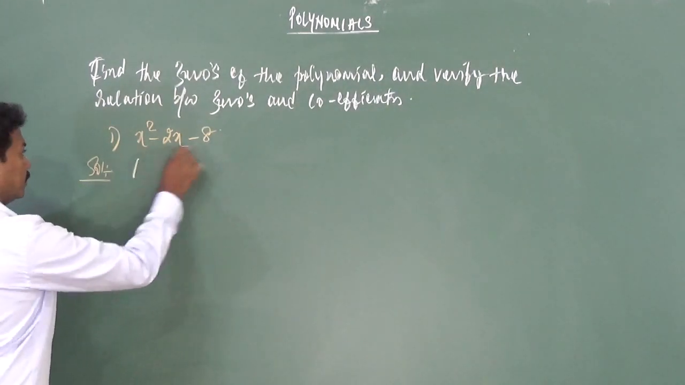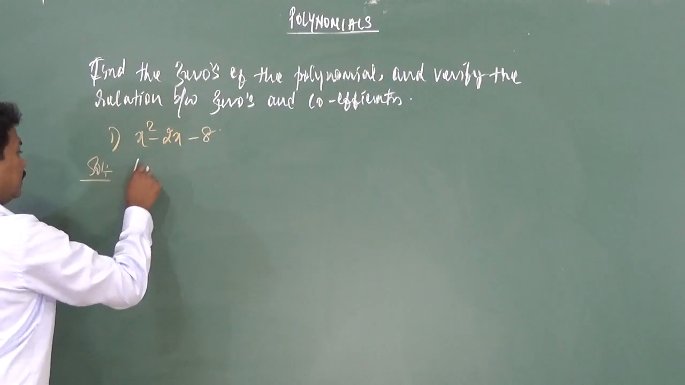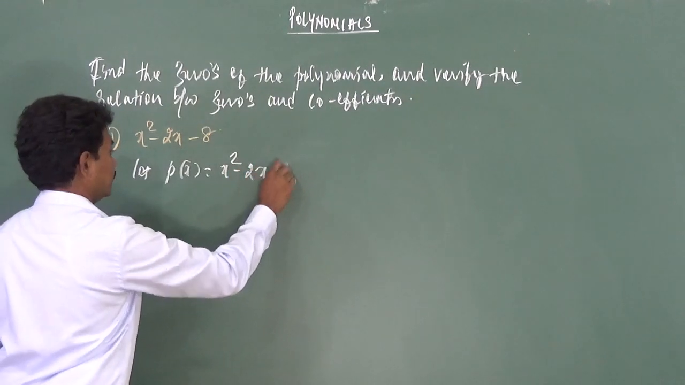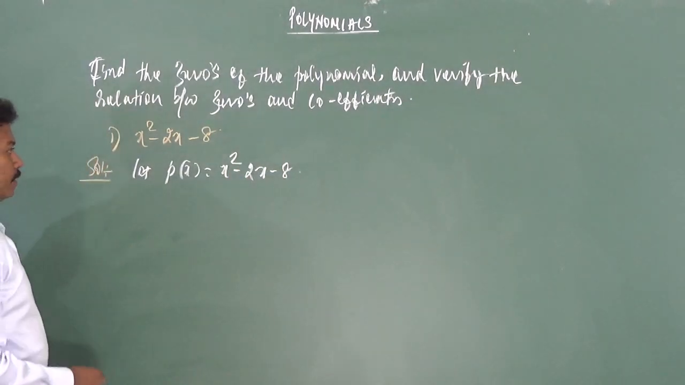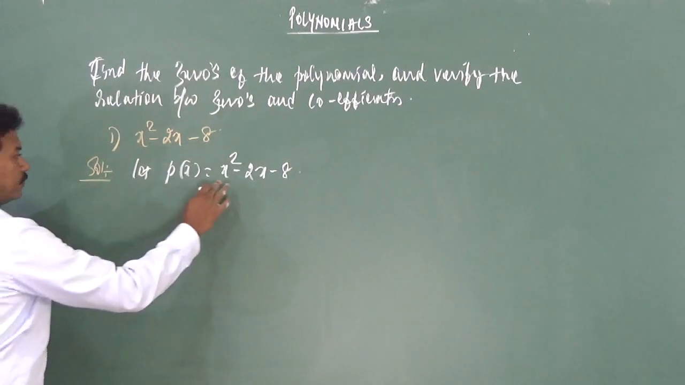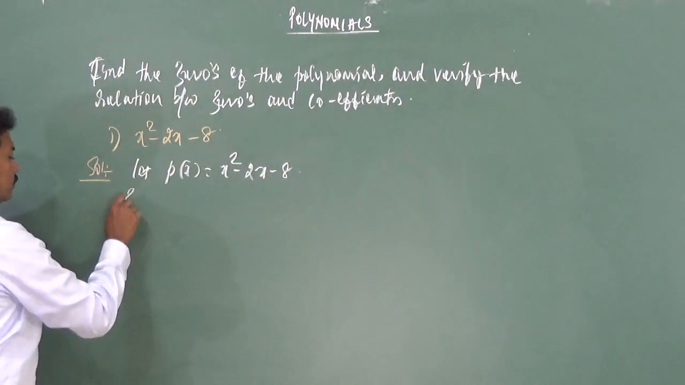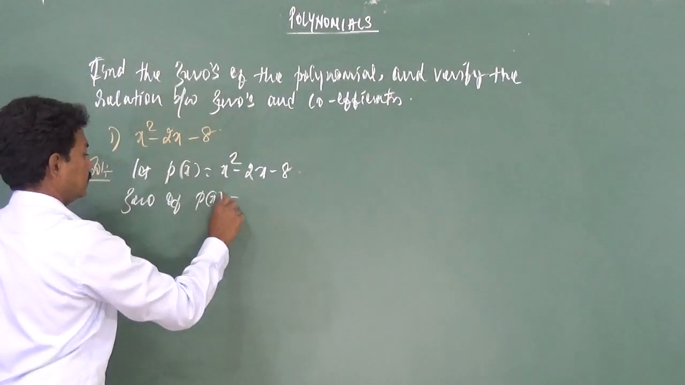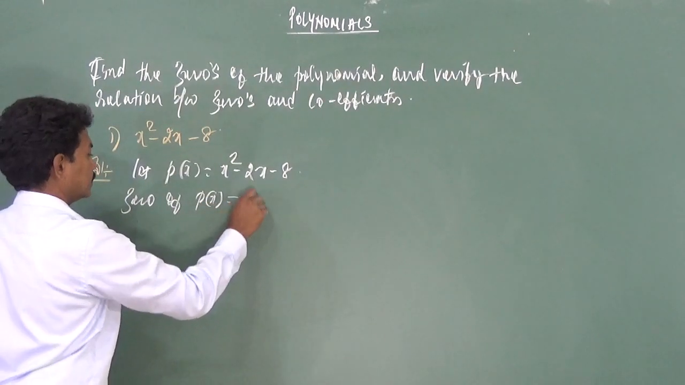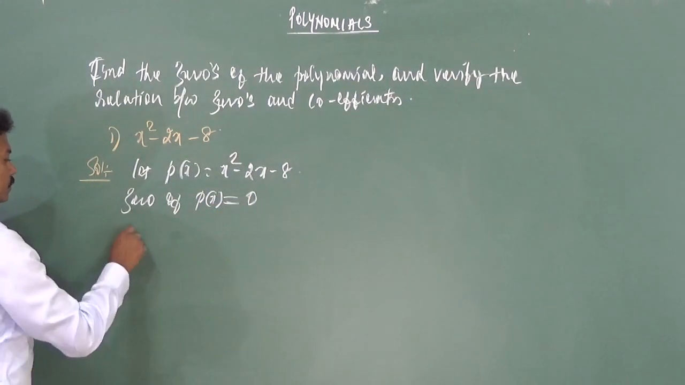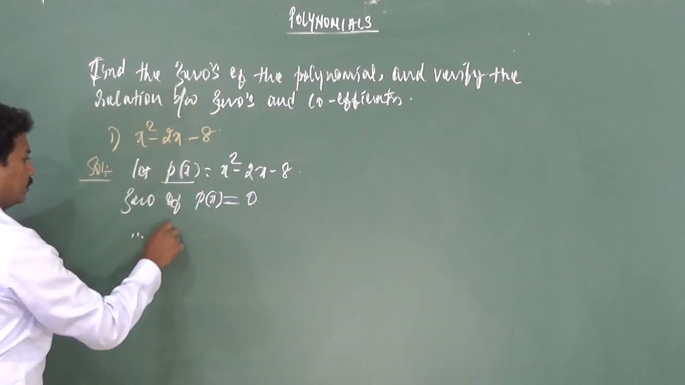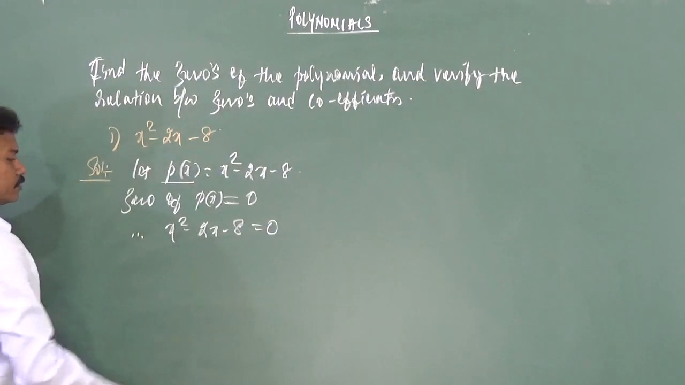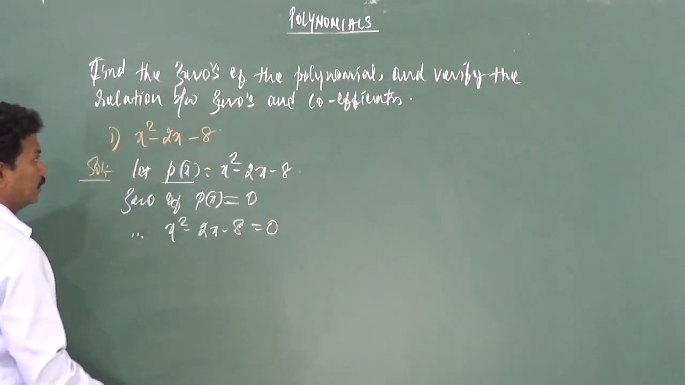Okay. So this polynomial is not given any name, so let us name it. Let p of x is equal to x square minus 2x minus 8. So this is the given polynomial. As we have to find the zeros of this polynomial, zero of p of x is 0. So therefore we have to take this p of x equal to 0. So x square minus 2x minus 8 will be equal to 0. It should be equal to 0 in order to find out the zeros of the polynomial.